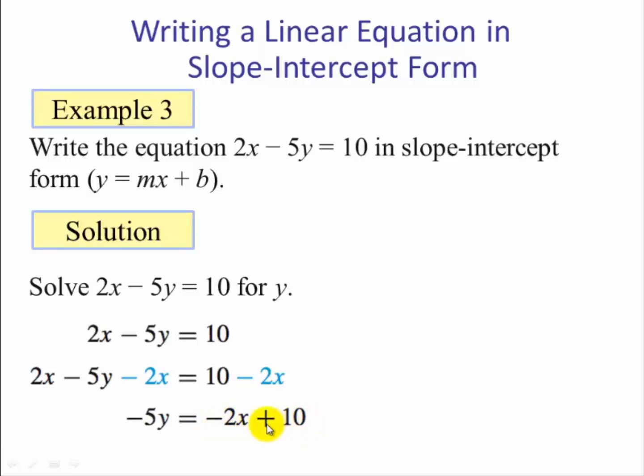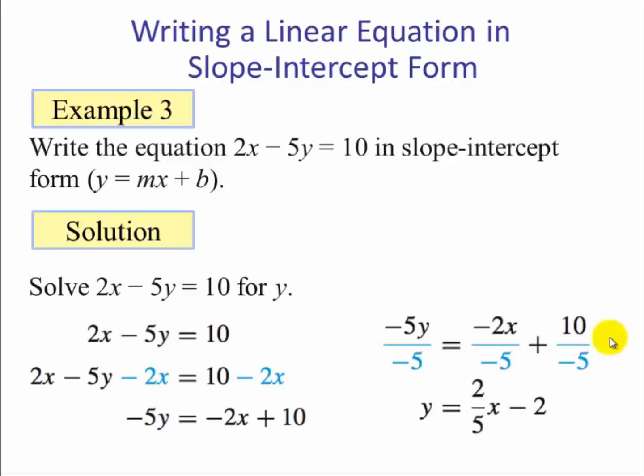It's the same thing. Now the reason why we want to write it this way is because y equals mx plus b. The x is the first term on the right hand side. Now we need to get rid of the negative 5. Since it's multiplying, we do the opposite and divide. And we have to remember to divide both terms on the right hand side. And we're left with y equals 2/5 x minus 2.